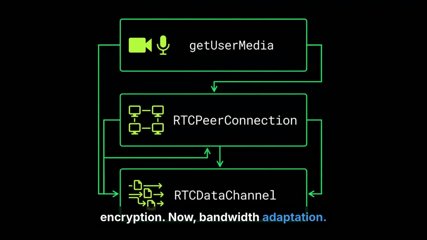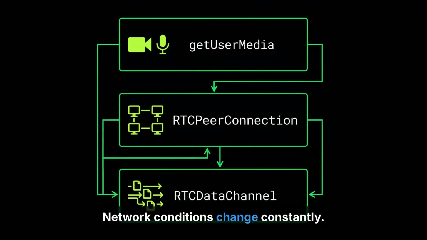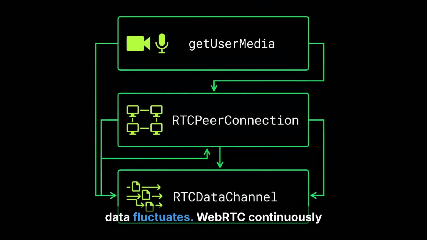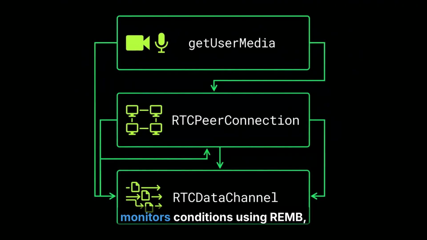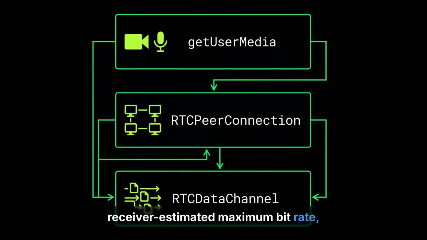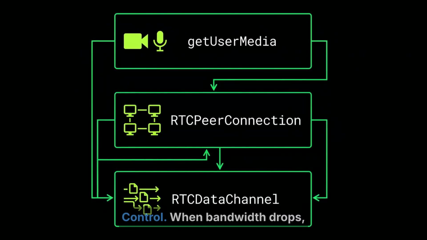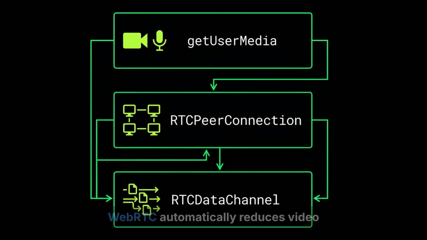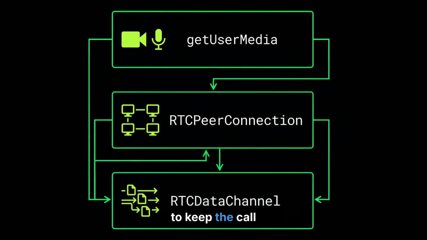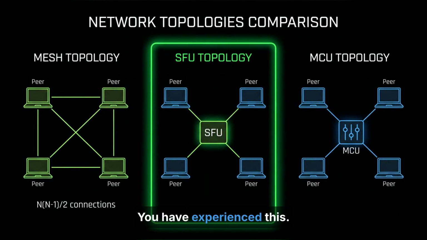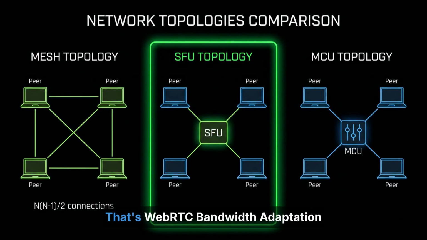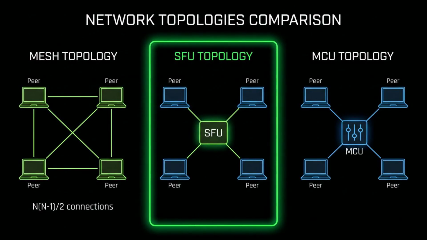Now, bandwidth adaptation. Network conditions change constantly. Your Wi-Fi dips. Mobile data fluctuates. WebRTC continuously monitors conditions using REMB, Receiver Estimated Maximum Bit Rate, and GCC, Google Congestion Control. When bandwidth drops, WebRTC automatically reduces video quality or switches resolution to keep the call running. You have experienced this. Your Zoom call gets blurry for a few seconds, then clears up. That's WebRTC bandwidth adaptation in action.